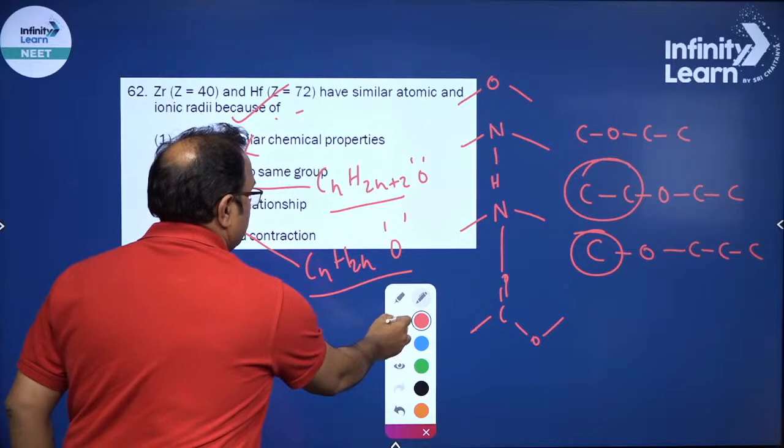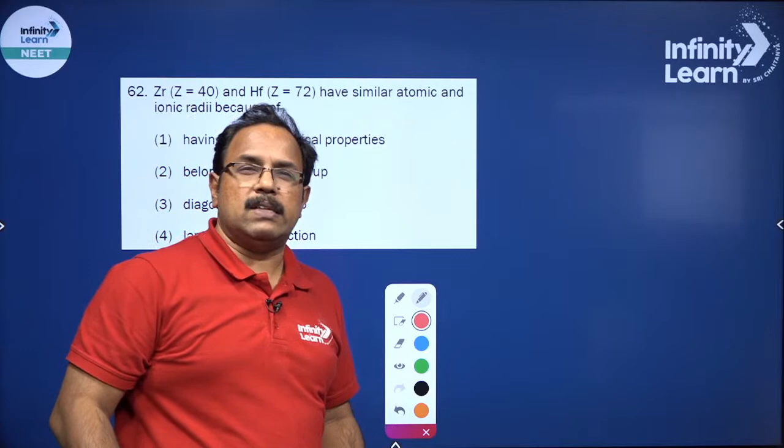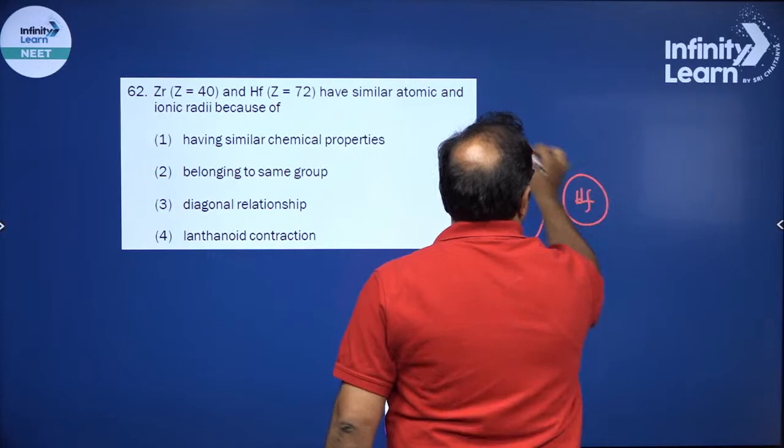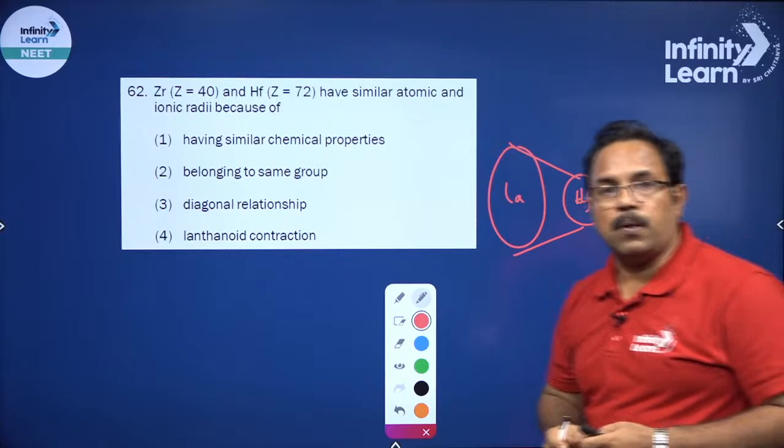Zirconium and hafnium. Now you must be sick of seeing this question; no sooner do you see it, you will understand. There is a strong condition due to lanthanide contraction. From lanthanum to hafnium, there is a drastic decrease in size. What is the reason? 4f orbitals have a poor shielding effect. What is the reason for that? f orbitals are more diffuse, they have more nodal planes.